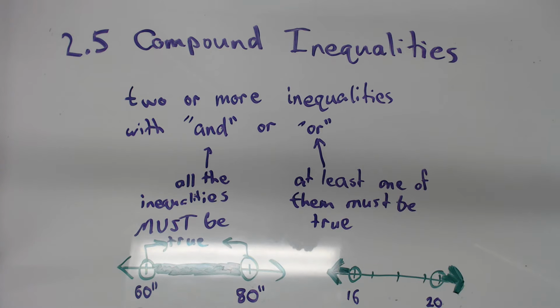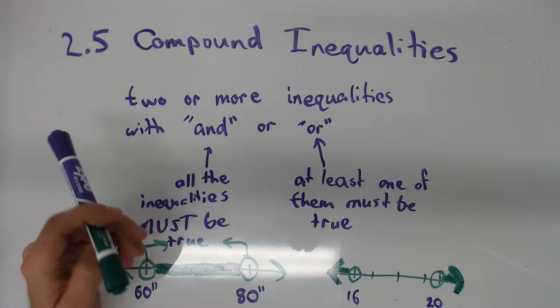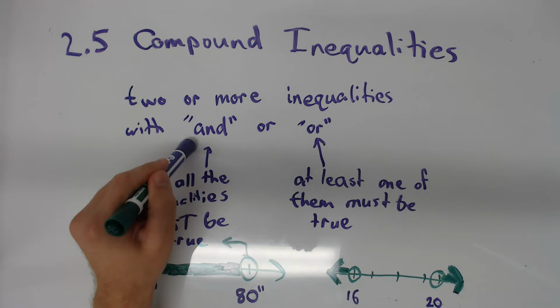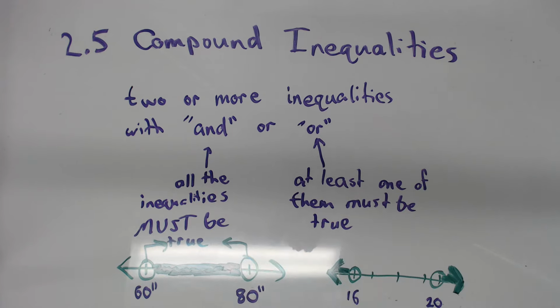So an and inequality, inside. An or inequality, anything except for the inside. So those words are actually pretty important here. The specific word and the specific word or have now become math terms for us.